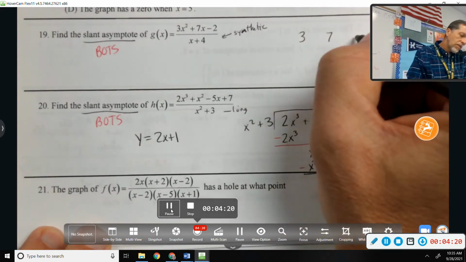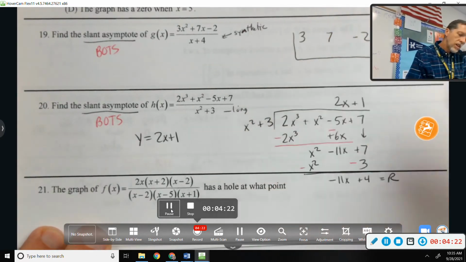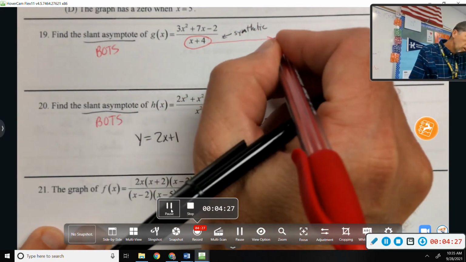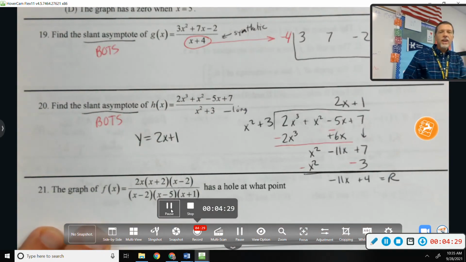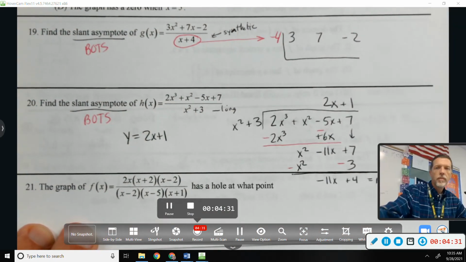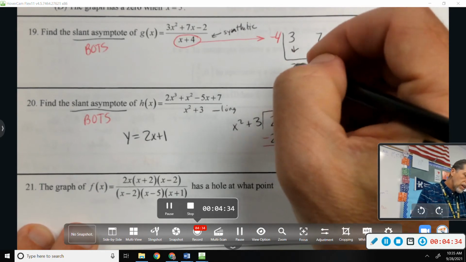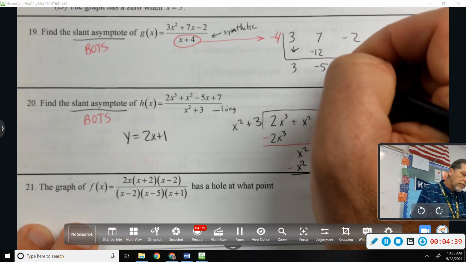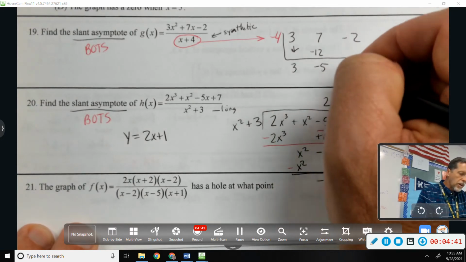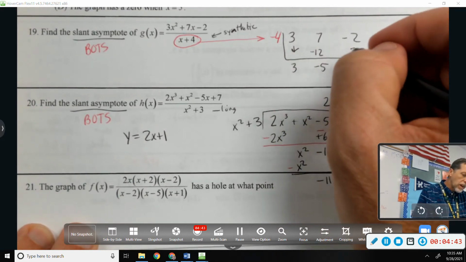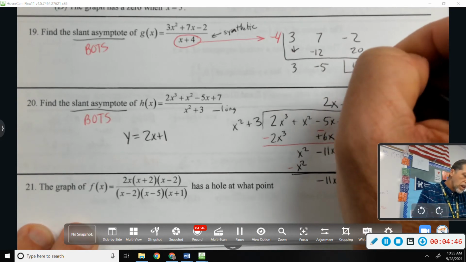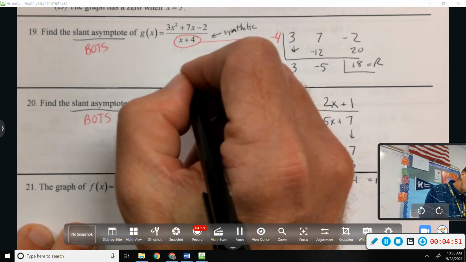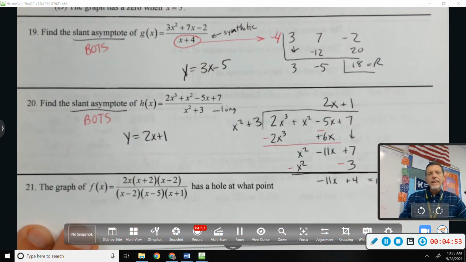So 3, 7, negative 2. And then be careful, if you're dividing by x plus 4, then the number you're putting out there is negative 4. Copy down the 3. 3 times negative 4 is negative 12. 7 minus 12 is negative 5. I really could stop there because I know the remainder is throwaway. So y equals 3x minus 5 is the slant asymptote.